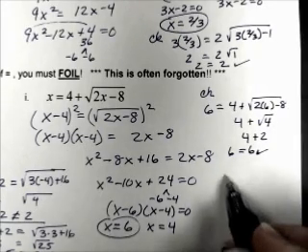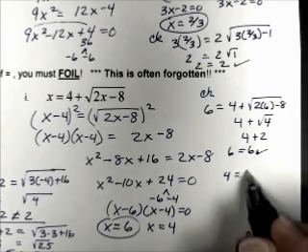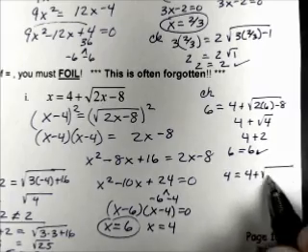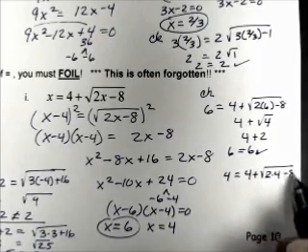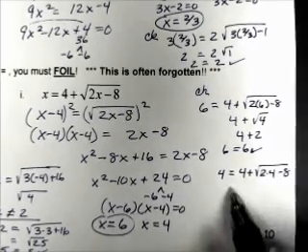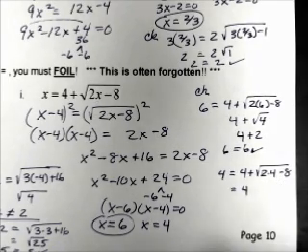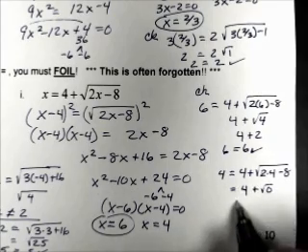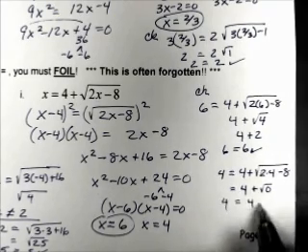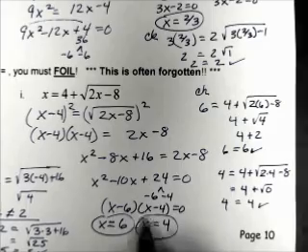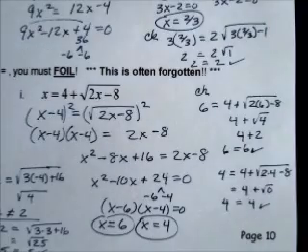Checking 4. Is 4 equal to 4 plus the square root of 2 times 4 minus 8? 2 times 4 is 8. Subtract 8 is 0. The square root of 0 is 0. So yes, 4 equals 4. On to page 11.